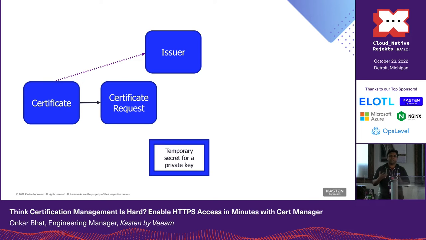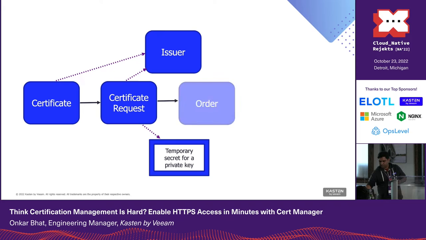It also creates a certificate request. For anyone who's used OpenSSL, you remember creating certificate signing requests. A similar CSR is going to be created and embedded inside this object. The private key is going to be used to sign that CSR. Both of these objects refer to the issuer. Next, the controller creates an order. The order is responsible for managing one or more challenges.